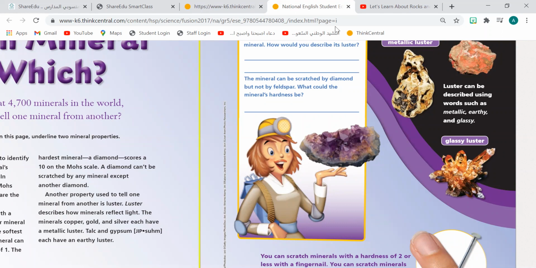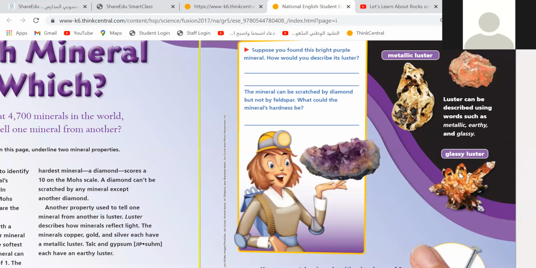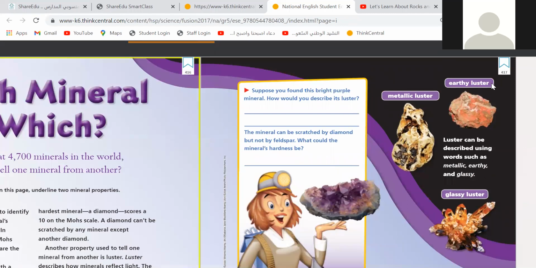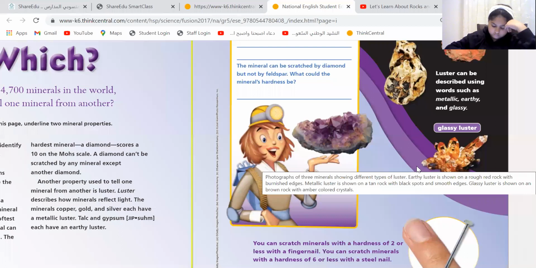Guys, are you here? Yes. So glassy luster, they can shine really bright over here and they look very crystal shaped. Over here, there's an earthy luster. Luster can be described using words such as metallic, earthy, and glassy. So the three of them. Okay, girls.